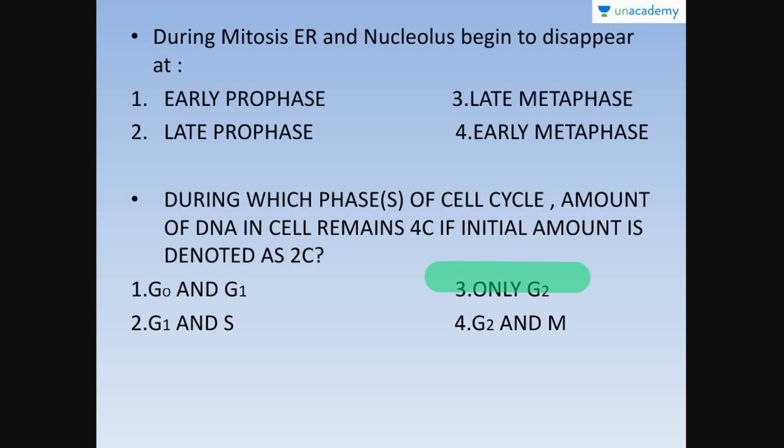The reason being, during M phase, initially the amount of DNA is 4C, but as the sister chromatids are formed and they separate from each other during the anaphase, the amount of DNA is restored back to 2C only. So the correct answer should be only G2, because during the whole of M phase the amount of DNA is not 4C, it is restored back to 2C in each sister chromatid.